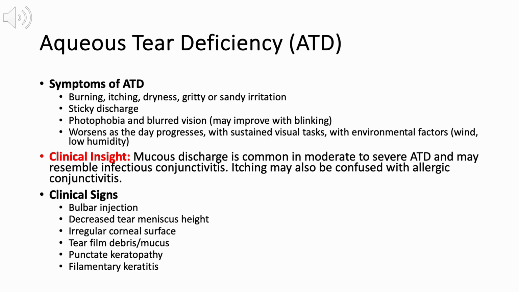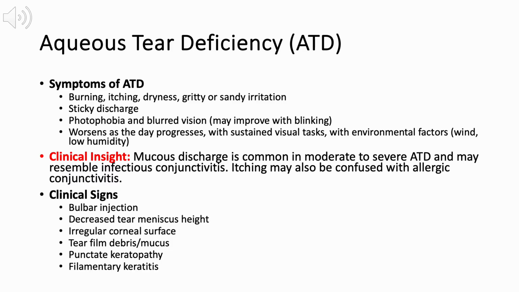Aqueous tear deficiency presents with a range of symptoms, including burning, itching, dryness, and a gritty or sandy sensation in the eyes. Patients may report sticky discharge, photophobia, and blurred vision that sometimes improves with blinking. Symptoms typically worsen as the day progresses or during sustained visual tasks, particularly in environments with wind or low humidity. A key clinical insight is that mucus discharge, which is common in moderate to severe cases of aqueous tear deficiency, can mimic infectious conjunctivitis. Similarly, the itching experienced by patients may be mistaken for allergic conjunctivitis, making accurate diagnosis essential.